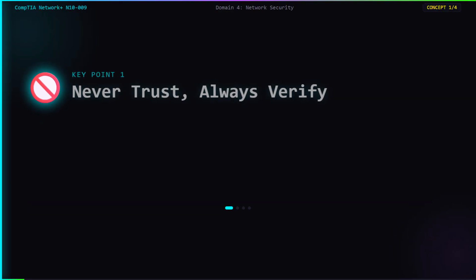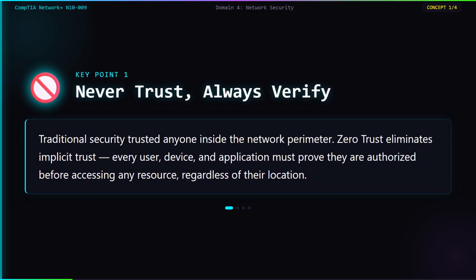Key concept: never trust, always verify. Traditional security trusted anyone inside the network perimeter. Zero trust eliminates implicit trust. Every user, device, and application must prove they are authorized before accessing any resource, regardless of their location.